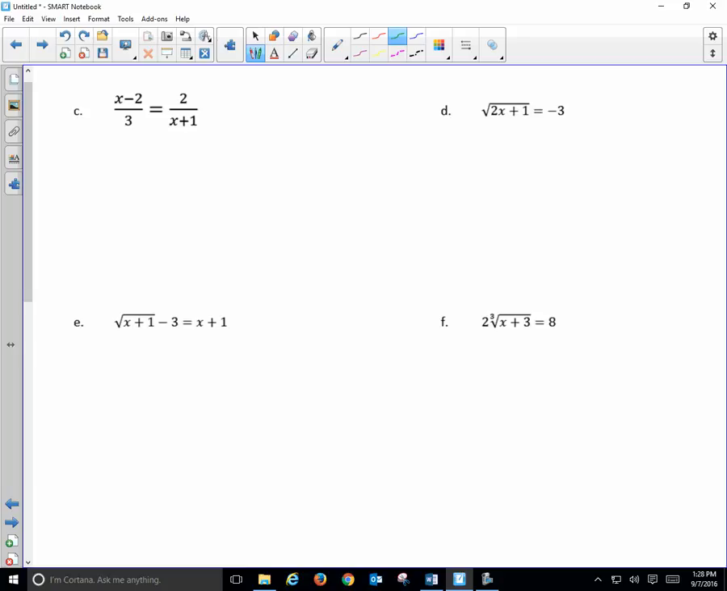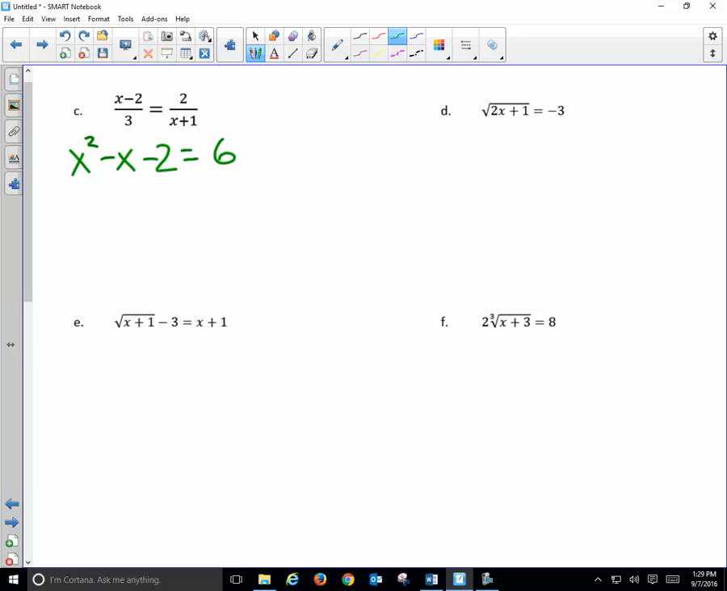All right. All right. C, what do I do? Fraction equal to fraction, what do I do? Cross multiply. Now, some of you said, multiply the one side by x plus 1, multiply the other side by 3. It's the same thing as what we just did by cross multiplying, right? Just want you to understand that when a fraction is equal to fraction, you may cross multiply.